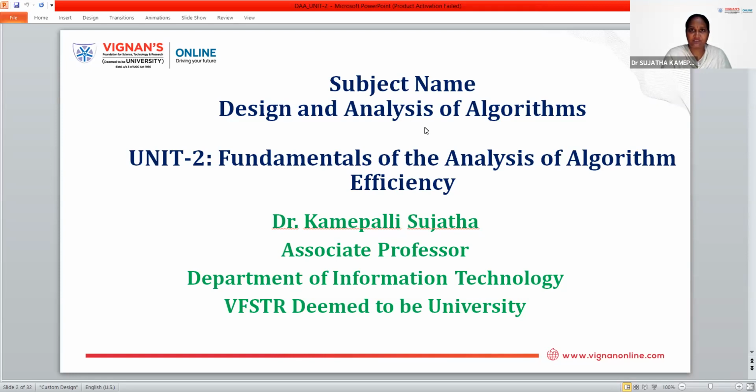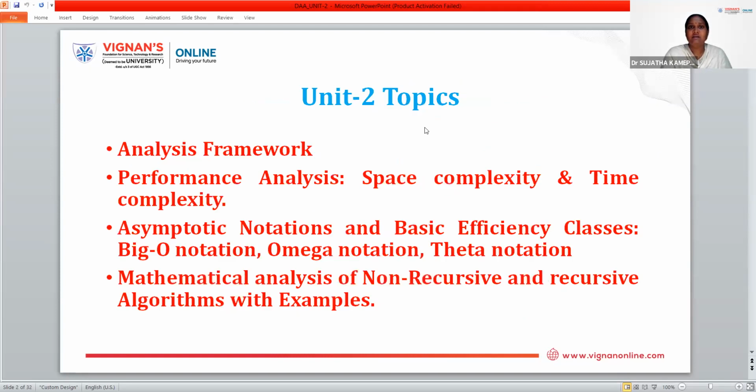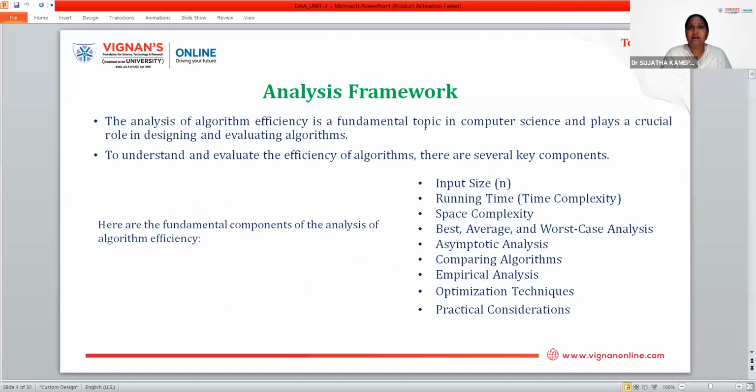In our previous sessions, we discussed the introduction of algorithms. From today onwards, we are going to explain the fundamentals of analysis of algorithms efficiency. This module includes analysis framework, performance analysis, asymptotic notations, recursive and non-recursive algorithms. In today's session, we are going to discuss the analysis framework.